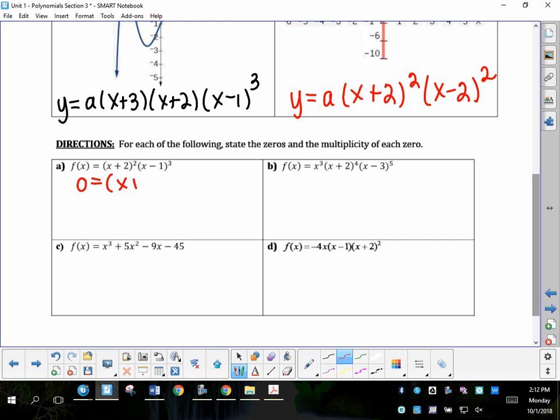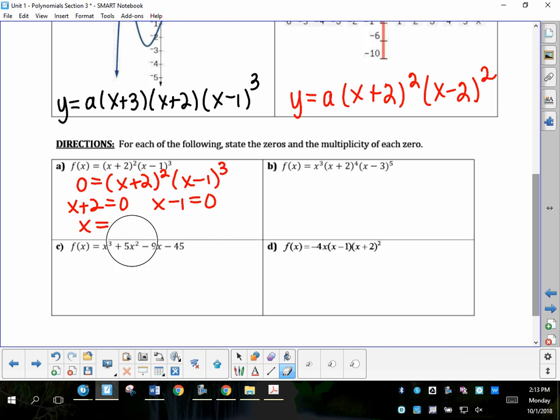This is all we're doing, setting it to 0, and then setting each of our factors to 0: x plus 2 equals 0, and x minus 1 equals 0. So we get one at negative 2. And Andrew, what would the other one be? Negative 2, and x equals 1. Now let's state their multiplicities. What would you get? Nicholas, what do you want for your multiplicity here? And the other one?